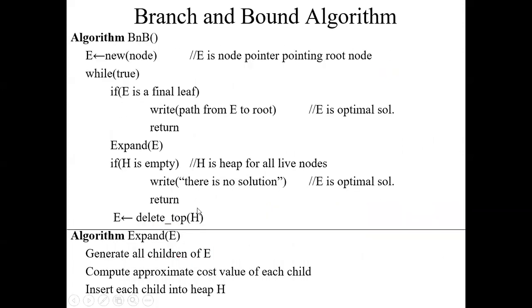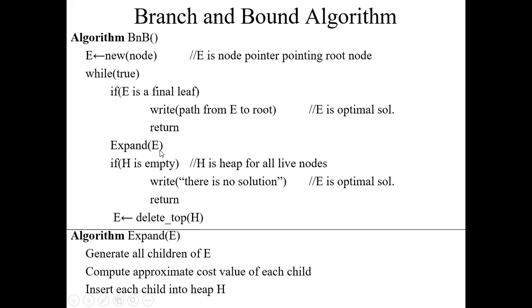So this is the algorithm that says an E node, that is the node which is being expanded, as long as it has child nodes. If it is a final leaf node, I'll write the solution because I have moved to the leaf node. If it is not, I'll expand this node. Where am I storing all these nodes? We are storing them in a heap, that is a priority queue. We'll delete the top node, which has the least cost, or the most priority, that I choose from the heap.